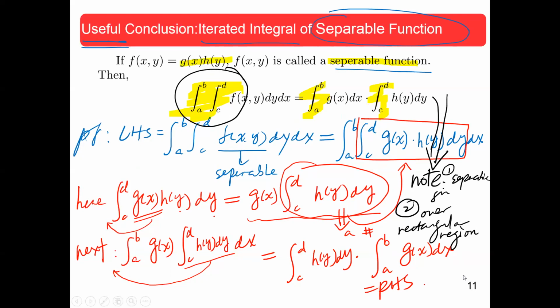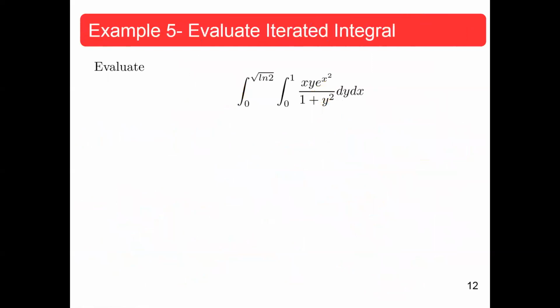Is that good so far? Yes. Okay, so the good thing is you can see that in this case, the double integral just turns into the multiplication of two single integrals. So example 5: evaluate this iterated integral. This is the integrand, and here are the limits of integration.